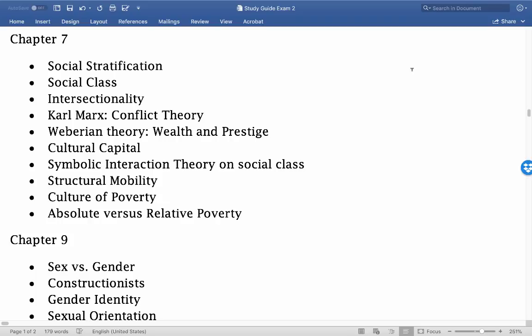Intersectionality is just how different categories of our inequalities overlap and function together to have those kind of developed shared meanings. So such as our social class, or race, or gender, those things, that they all overlap.